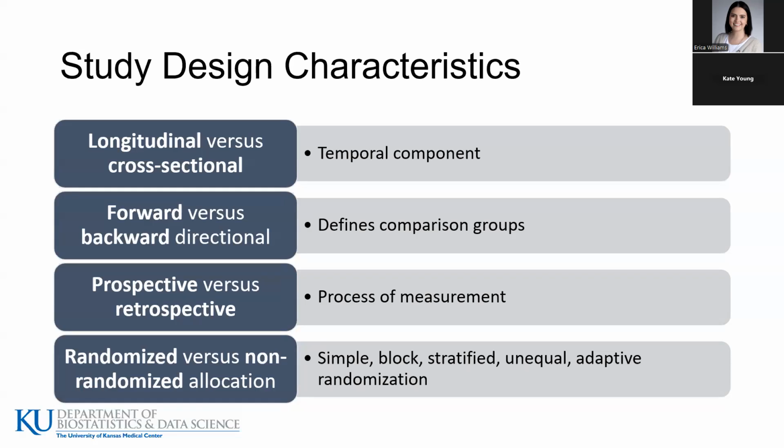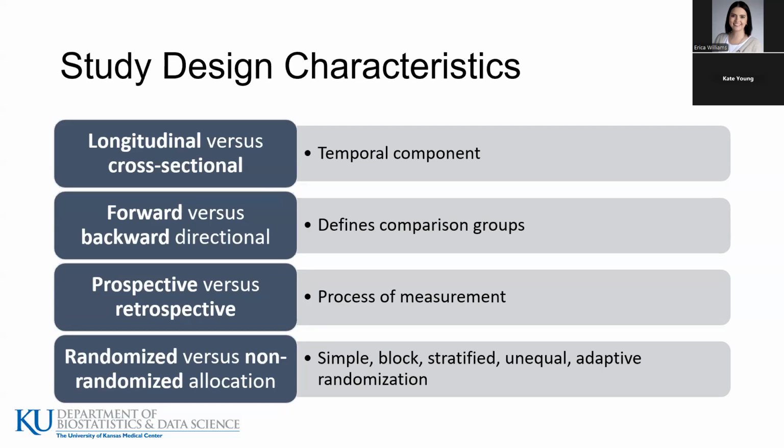There are different features that distinguish one study design from another. The distinguishing feature between longitudinal and cross-sectional studies is whether or not there's some kind of time component. So is everything happening at once, or are we trying to look at how things change over time?